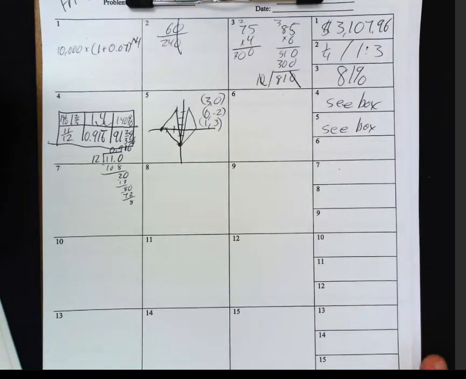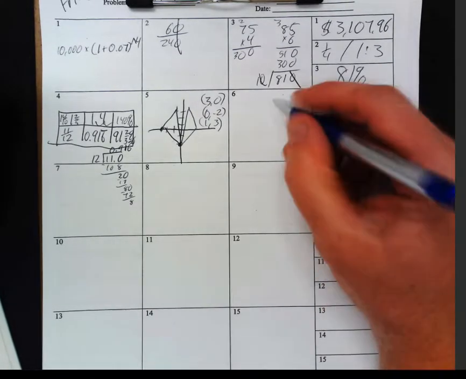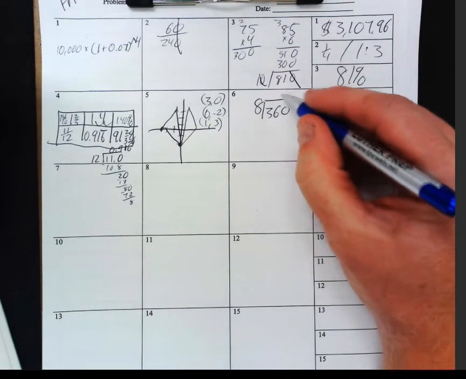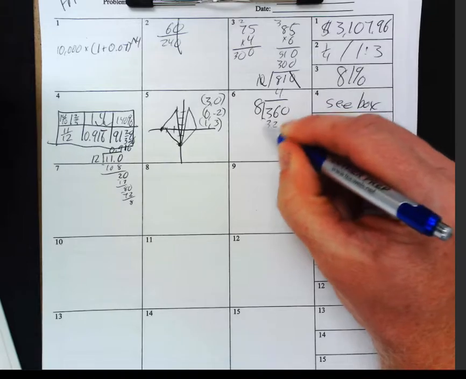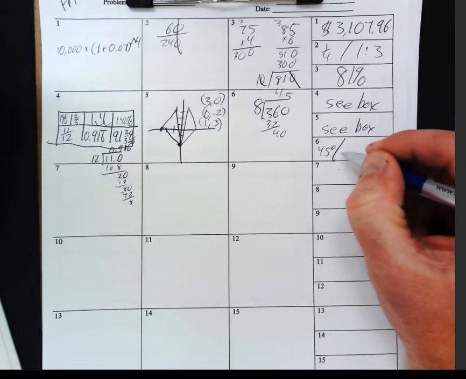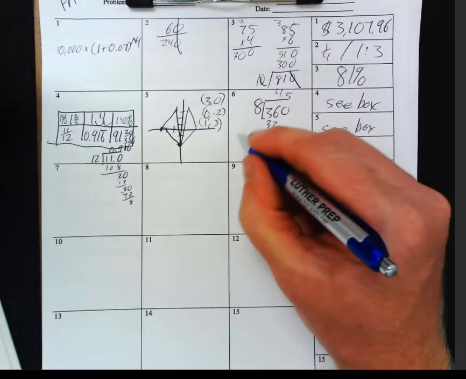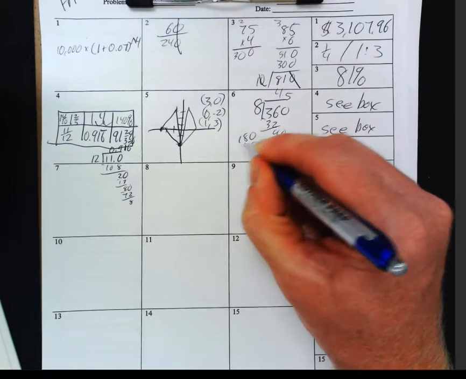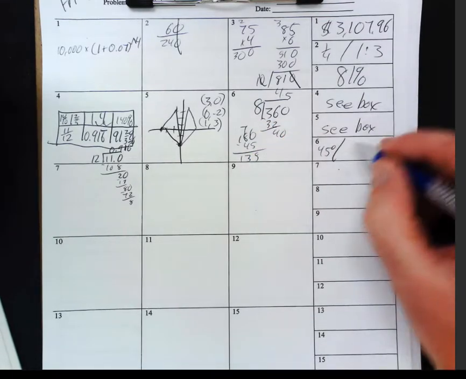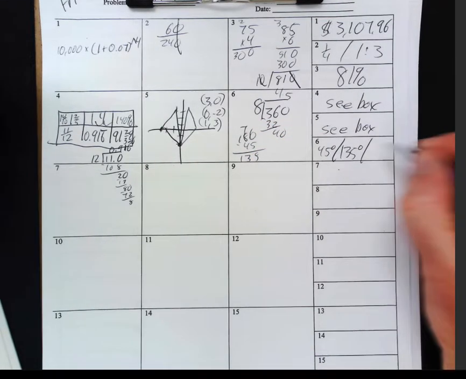Number 6, the figure at the right shows an octagon. What is the measure of the exterior? Well, we just did that for the quiz, guys. Octagon means 8, so I divide. 8 goes in there 4 times, gives me a 32, 40, gives me a 45-degree exterior. B says, what's the interior? Just like on the back side, I subtract. I get a 5 and a 3 and a 1, so I have 135 degrees.